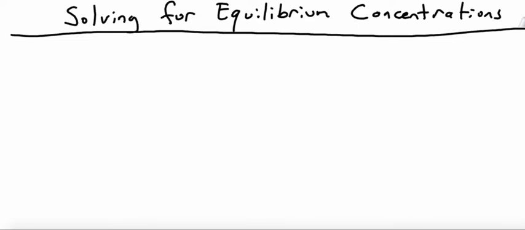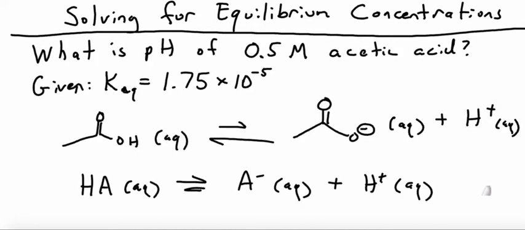Let's solve for equilibrium concentrations. And for this example, let's have it be for the ionization of a weak acid. So let's imagine the problem statement is, what is the pH of 0.5 molar acetic acid? So we're given that we've got some acetic acid, so I've drawn the structure of acetic acid here.